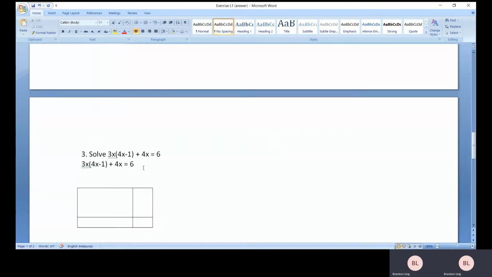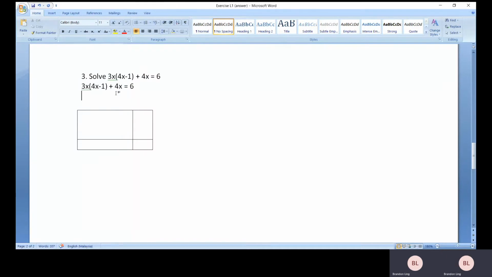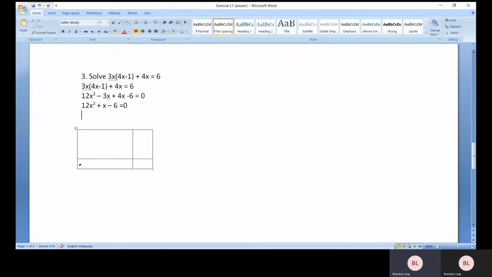Okay, next we move on to the third question here. 3x multiplied by 4x minus 1, plus 4x, equals 6. First, you need to open up the bracket, or expand the bracket. Next, you combine these two terms here. What you need to do now is to factorize the whole term.